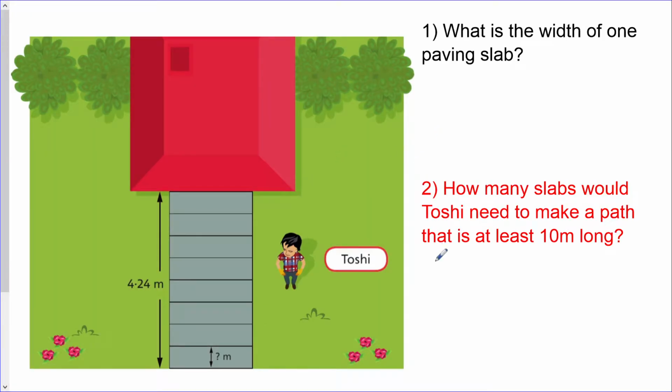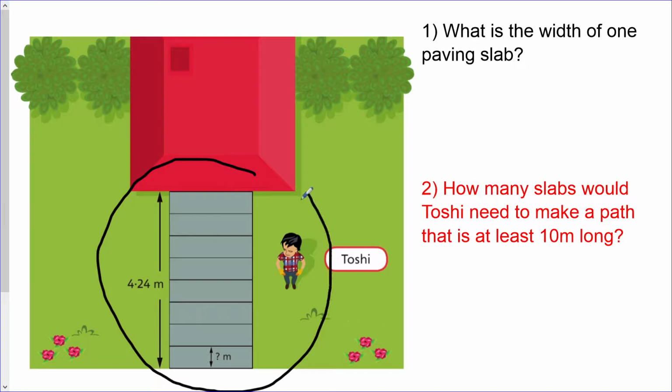Okay, so you should have given yourself enough time to copy down both the date and LO there. So let's start this lesson by looking at a review of what we did last week. So question number 1 says, what is the width of one paving slab? Now if we look at the diagram drawn here, we can see that we have a pathway here. Now a paving slab is just basically a stone that creates a path.